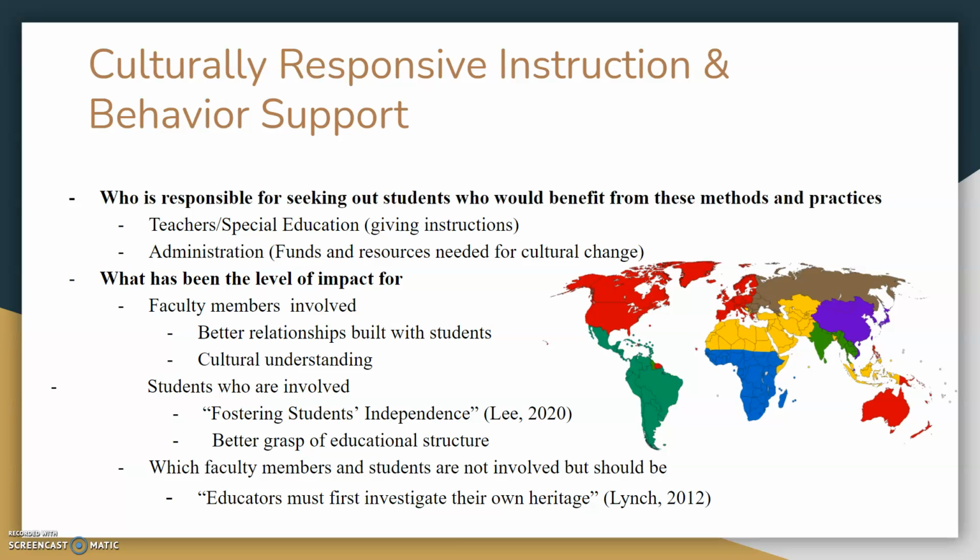Which faculty members and students are not involved but should be? Educators must first investigate their own heritage. So these members, they need to first look at themselves before they can start to cast judgment and also change the culture in their school setting.